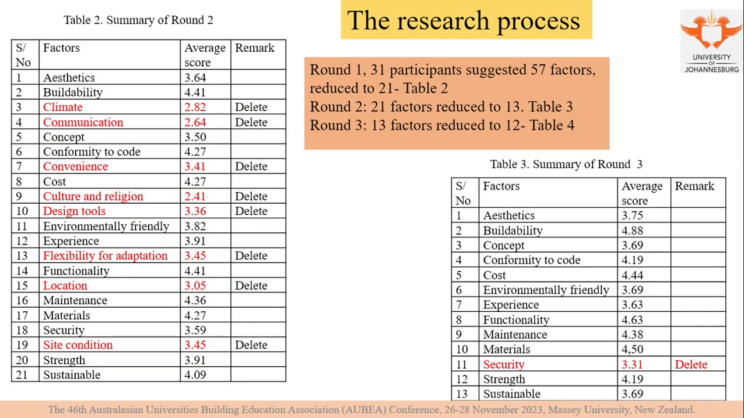These 21 factors were sent to the 31 participants to rate each factor according to their priority on the Likert scale. After analysis, the red items you see on Table 2 are those that did not meet the benchmark. Only 13 met the benchmark at round 2 of the exercise, which was taken to round 3. And we repeated the same procedure. One item was not able to meet the benchmark. Then 12 satisfied the benchmark, and we concluded this research at that point.